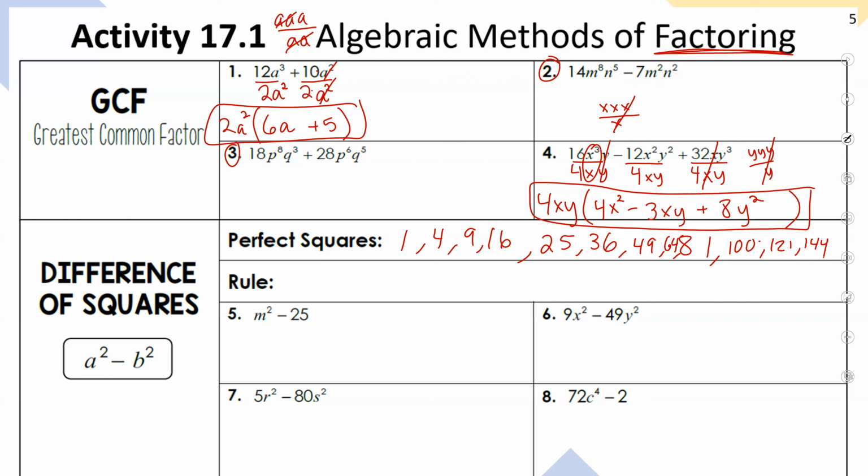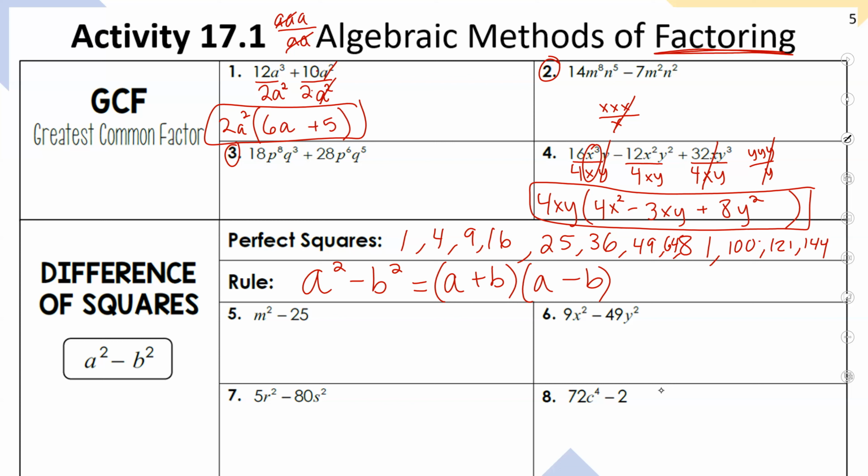Let me write down the rule for you. A squared minus B squared can be factored as A plus B and A minus B. Please write that down. And I'll do number 5 as an example.